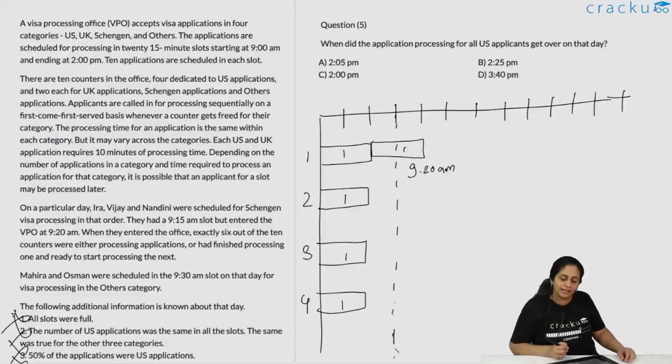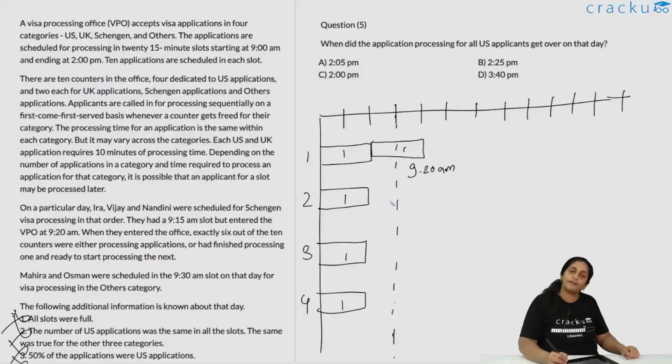Why do they have slack time? Because there are 5 applicants per slot, 5 applicants per 15 minutes. So these 1, 2, 3, 4, 5 are done. Only the first counter is really busy after 9:10. After 9:10 a.m., the second, third and fourth counters are essentially chilling, waiting.